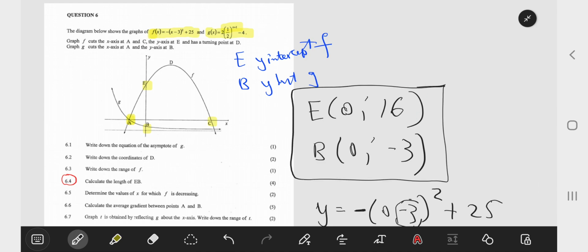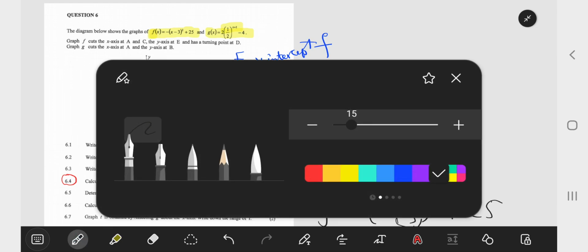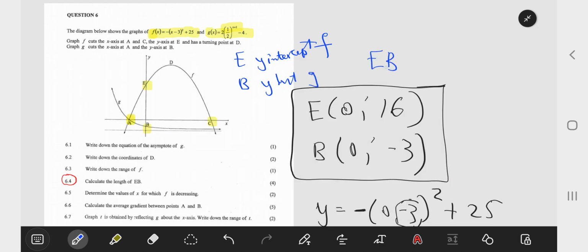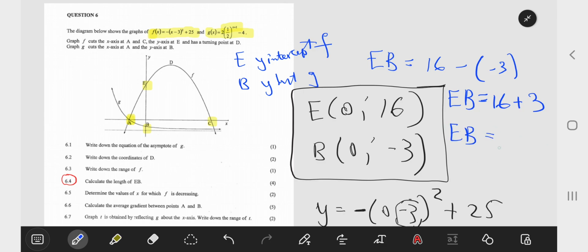We now have these coordinates, but we want this distance EB, and since it's a vertical distance we just subtract their y values, right? So EB is y of E, which is y of the top coordinate, which is 16, and then minus y of the bottom, which is negative 3, right? And then EB is equal to 16, negative times negative makes positive 3, then EB is equal to 19. So it's 16 plus 3, so it's 19 units. So in this case, it's not a maximum distance or a minimum distance, just a distance.